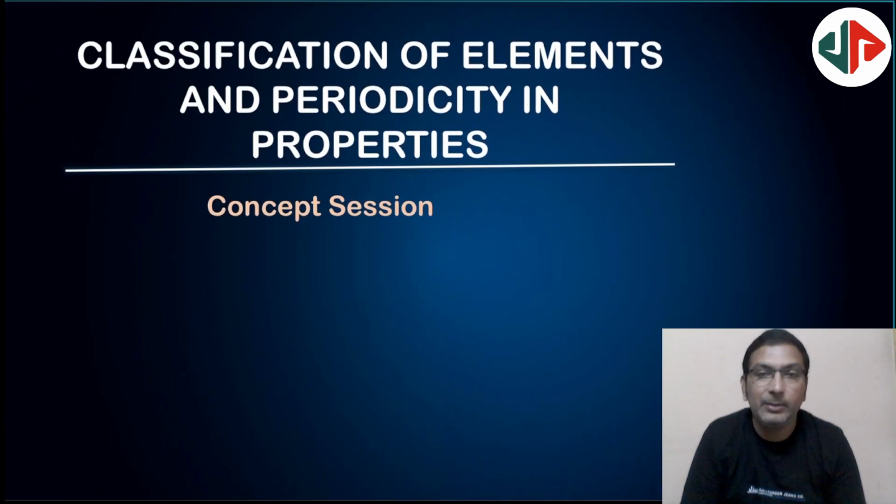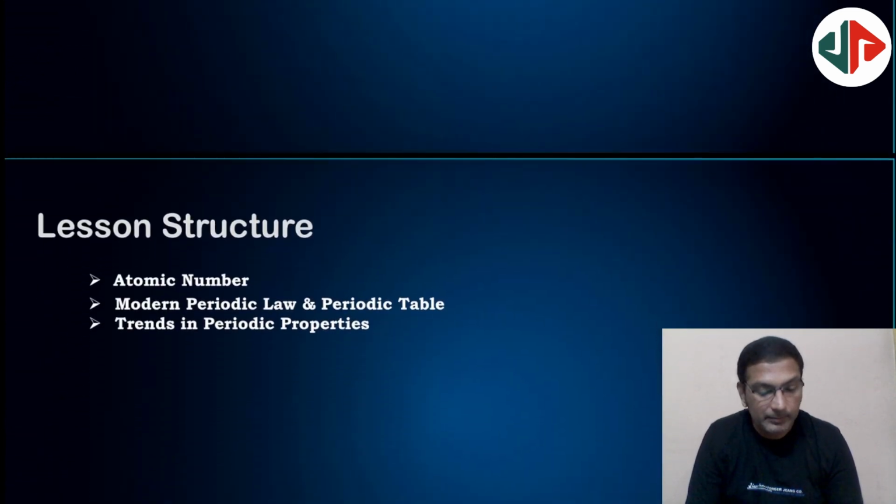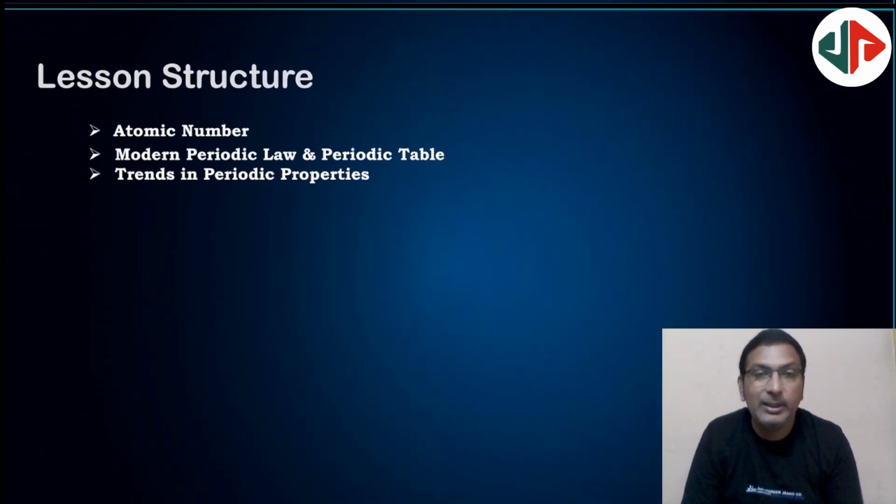In this video, I would like to explain classification of elements and periodicity in properties, synopsis points under concept session. So, in this chapter, we are going to discuss atomic number, which is denoted with Z, modern periodic law and periodic table. That means total description of the periodic table about periods and groups. Next, trends in periodic properties. Periodic properties are a very important topic for competitive exams.